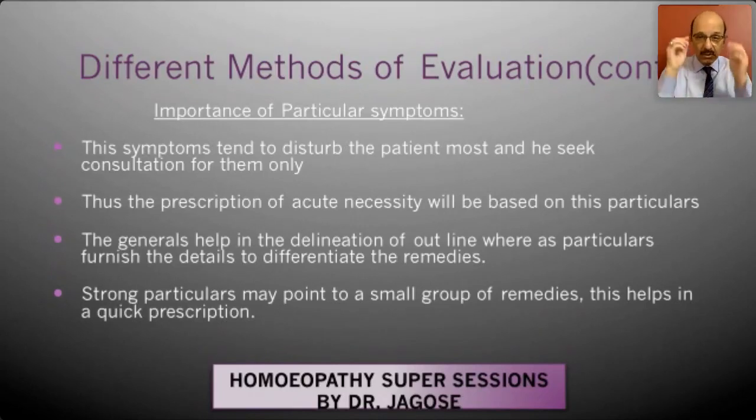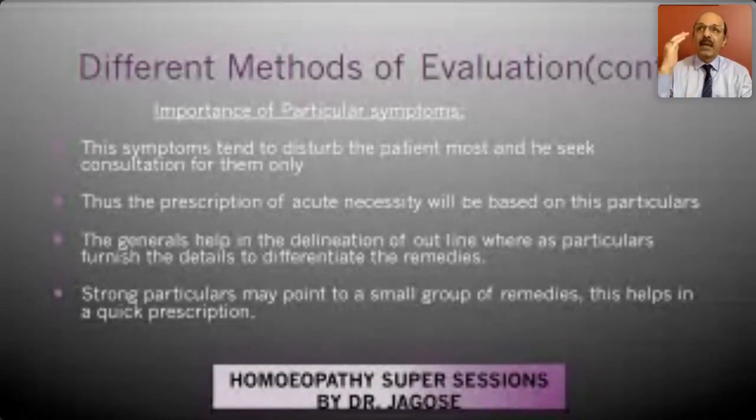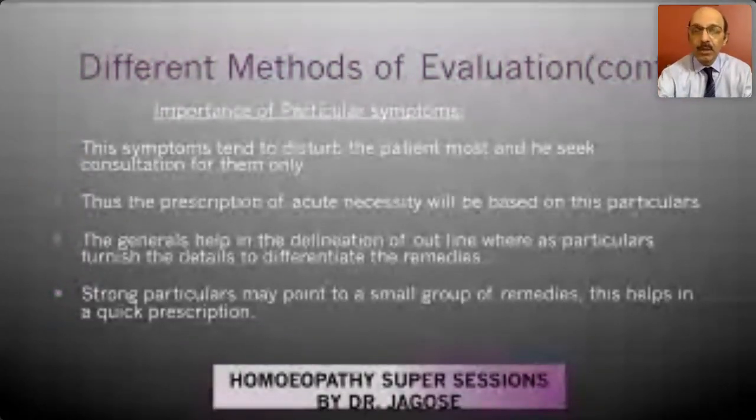Therefore, in the acute phase, you can definitely take the acute totality and prescribe based on these particulars. The general helps in delineation of the outline, whereas particulars furnish the details to differentiate the remedy. So the general symptoms will give you the framework of the medicine, whereas the particular symptoms will help you differentiate two seemingly similar remedies with the help of the modalities. Strong particulars may point to a small group of remedies that help in quick prescription. If the particulars are well defined, have great intensity and good modalities, then you can immediately snapshot the prescription also.